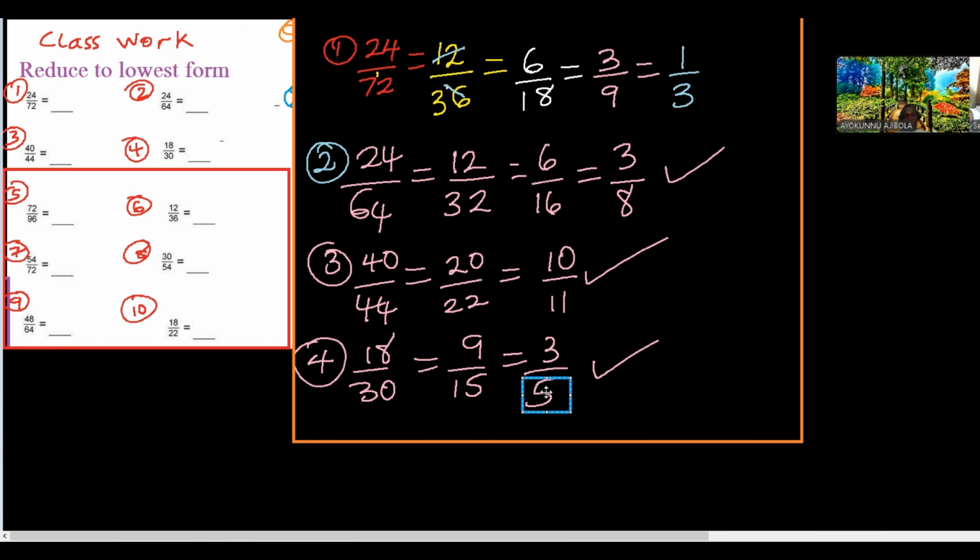Is that clear? Yeah. So you must look for a number that can divide the two of them. If there is no number, then you stop dividing. Like 3 over 5, no number greater than 1 can divide both of them. So we leave it that way. Okay?